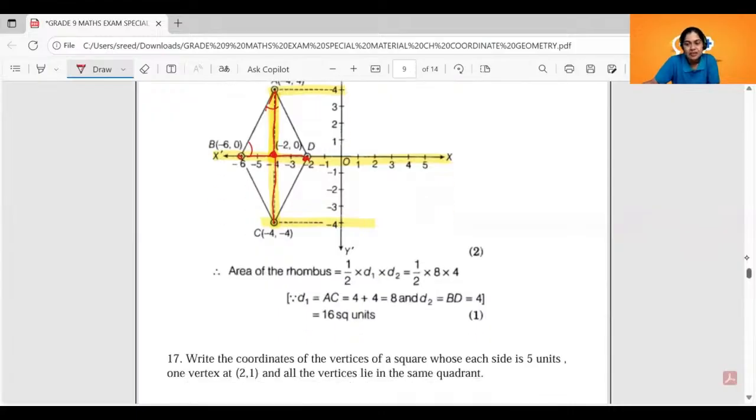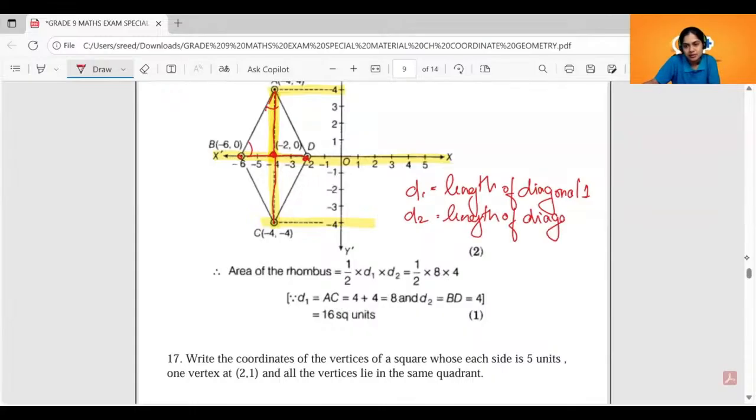It's half into D1 into D2. D1 means the length of the first diagonal. Length of diagonal 1. You can take it as any diagonal, okay? D2, length of diagonal 2. There are two diagonals that you know in a quadrilateral, right? So half into D1 into D2, that is the formula for a rhombus, okay?